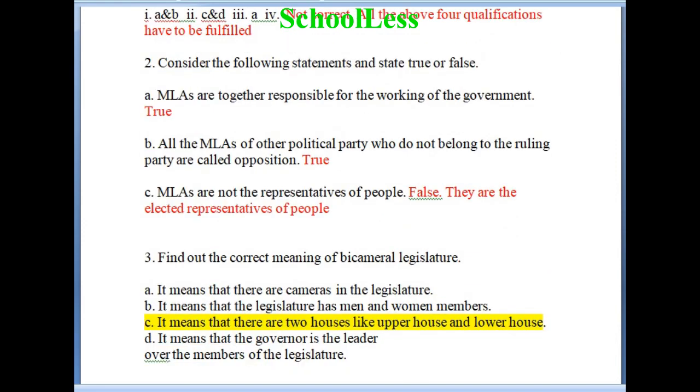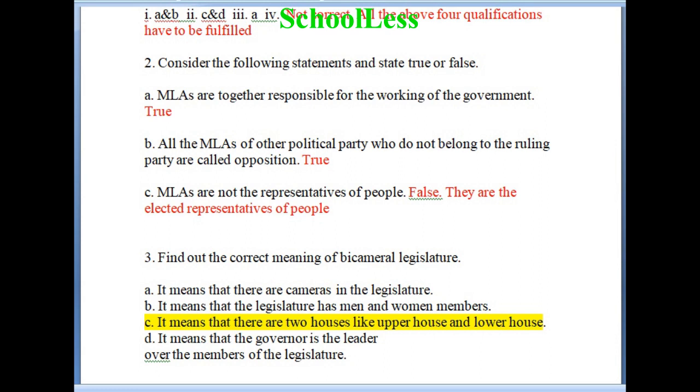Consider the following statements and state true or false. A. MLAs are together responsible for the working of the government. Yes, this is true. Whether he is a ruling party MLA or an opposition party MLA, collectively they are responsible for the working of the government. Therefore, it is a true statement. B. All the MLAs of other political parties who do not belong to the ruling party are called opposition.